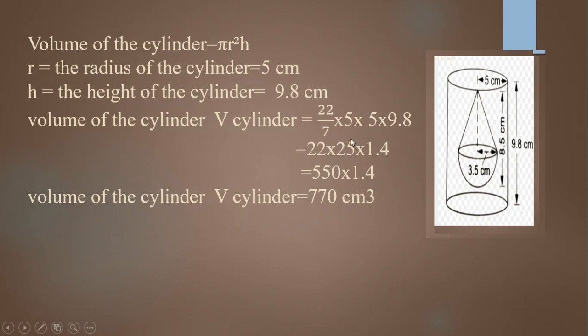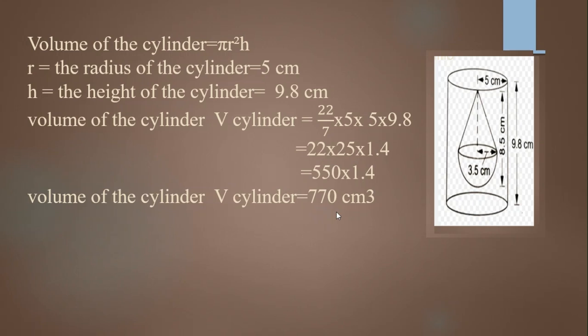For the calculation part, always make the calculation easy. Wherever terms can be cancelled, cancel them. In 9.8 we get 7 cancelling here, leaving 1.4 times. That's why I cancelled them like that, and multiplied the final values. Finally, how much did I get? The volume of the cylinder is 770 cubic centimeters. So the volume of the cylinder we have found out.